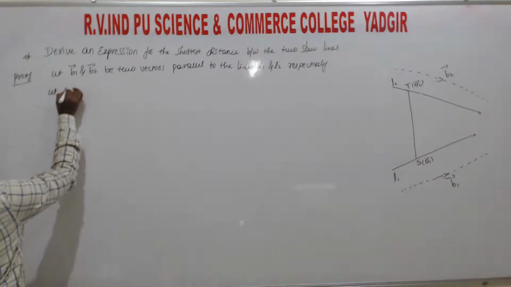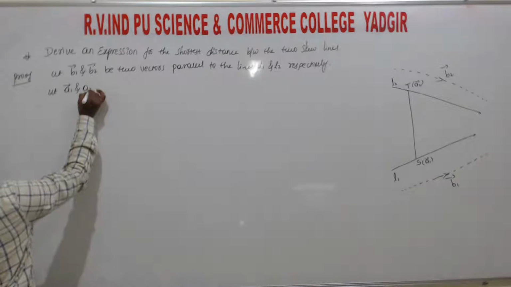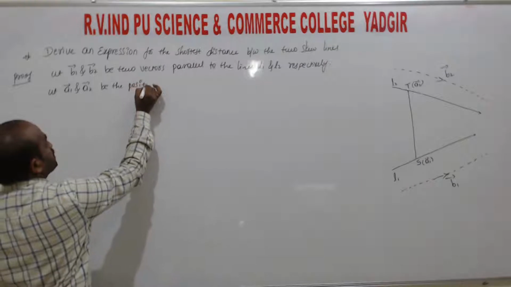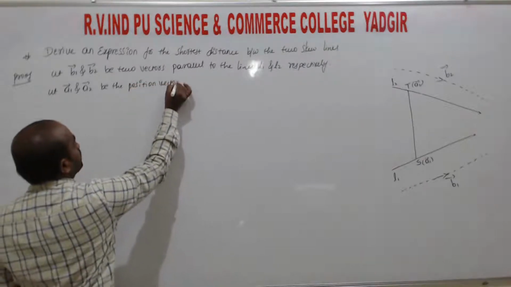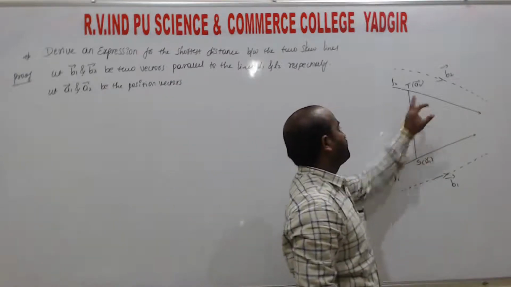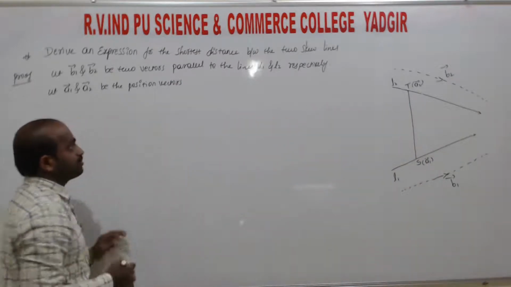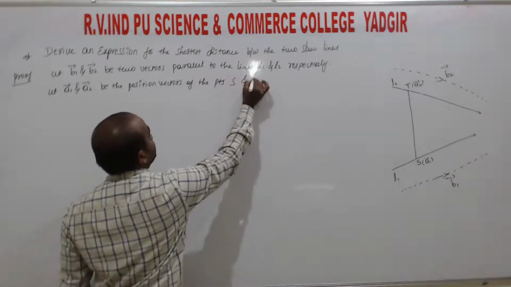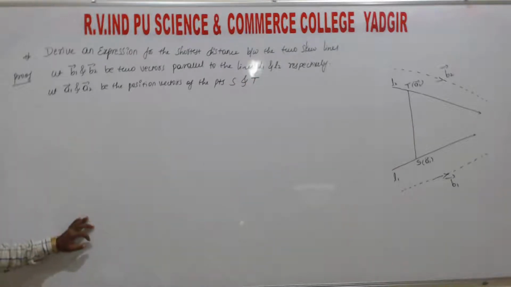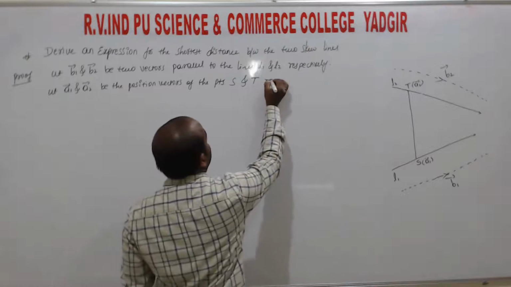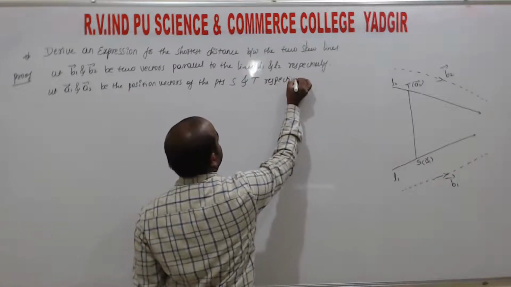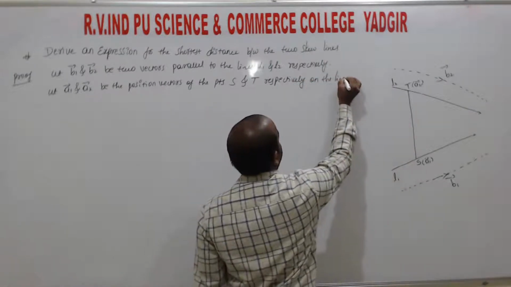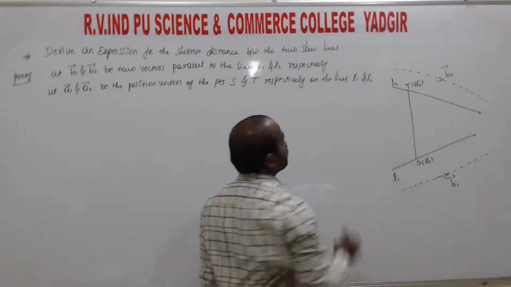Let A1 vector and A2 vector be the position vectors of the points S and T respectively on the lines L1 and L2.